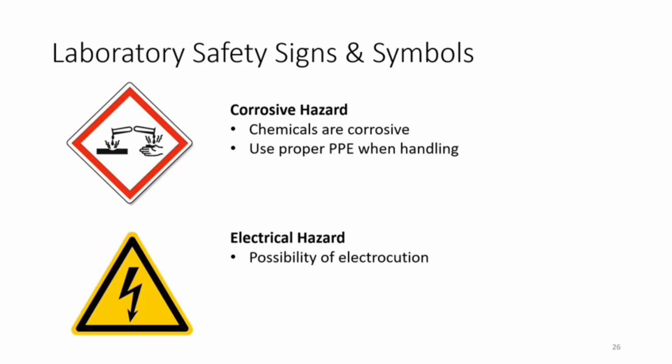The symbol on top depicts a test tube pouring chemicals onto hands and metal surfaces, causing corrosion. Hence, they show the corrosive hazard. You should be wearing proper personal protection equipment when handling them. The symbol below shows electrical hazard. There is possibility of electrocution.